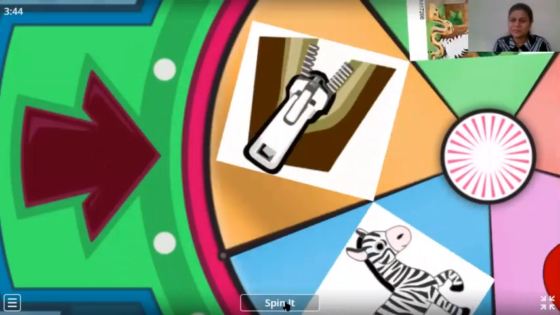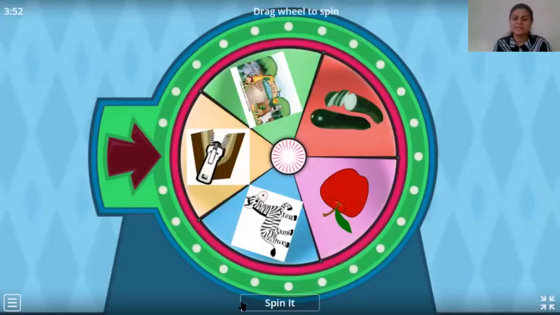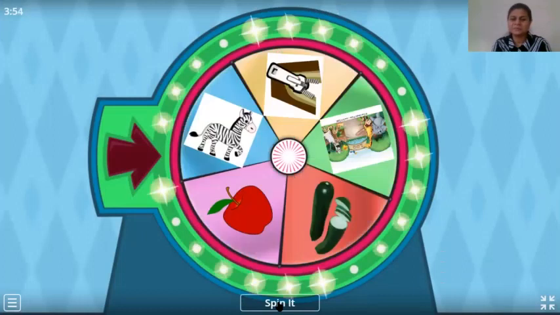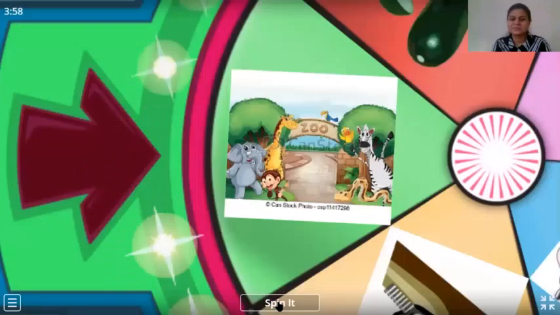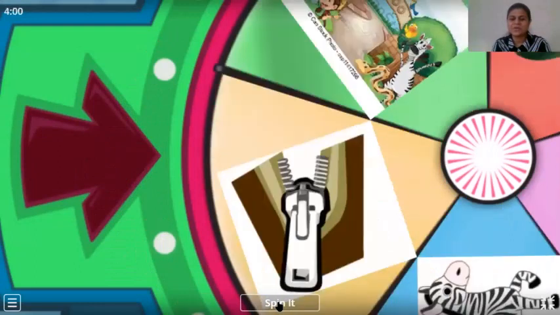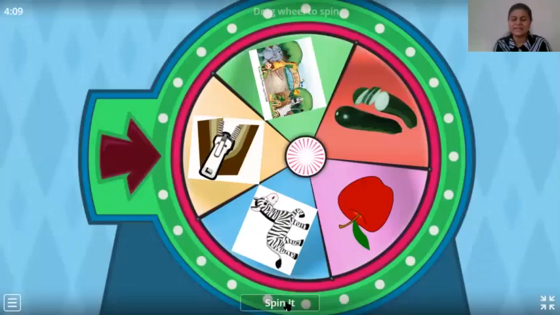Again, zip. What should we do? It is a letter Z picture, so we resume. Let's spin. Alright, again the same picture, so we all know it is a letter Z picture, that is zip, so let's spin.